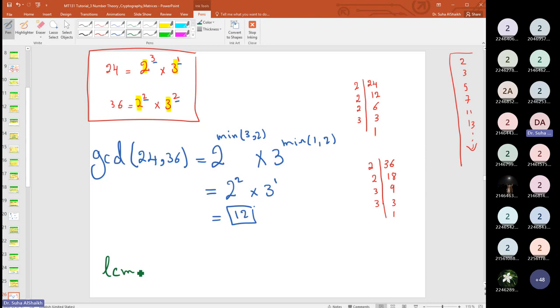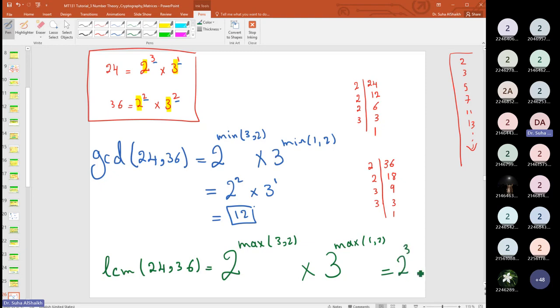If we want to find the LCM between the two numbers 24 and 36, same thing, the two numbers must be written in a balanced way: 2, 2, 3, 3. Now it is 2 to the maximum power of 3 and 2, and multiplied with 3 to the maximum of the powers of 3, which are 1 and 2. The maximum power here will be 2 power 3. The maximum power is 3 power 2. And this is 8 multiplied with 9. This is equal to 72.